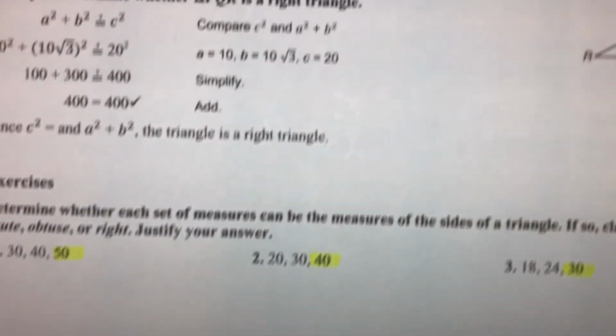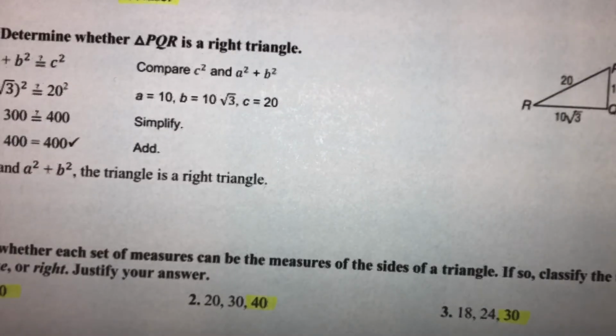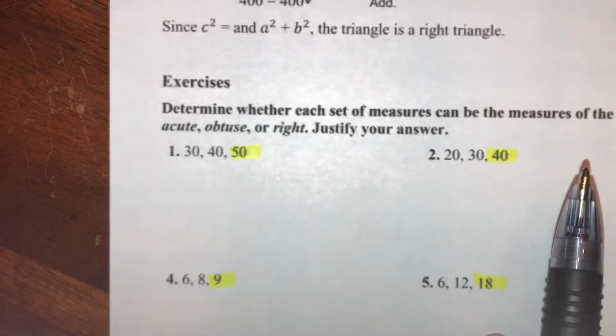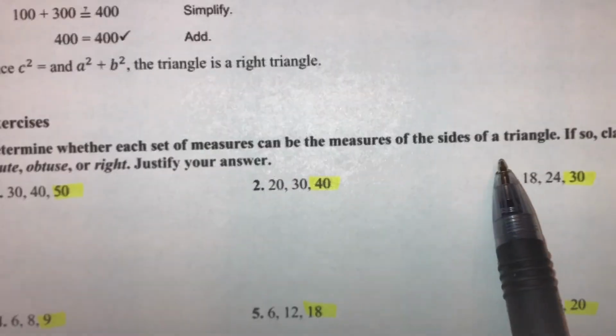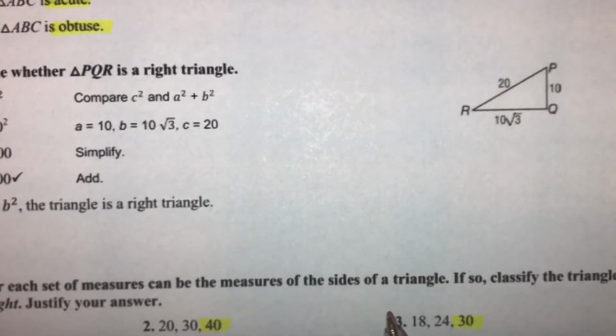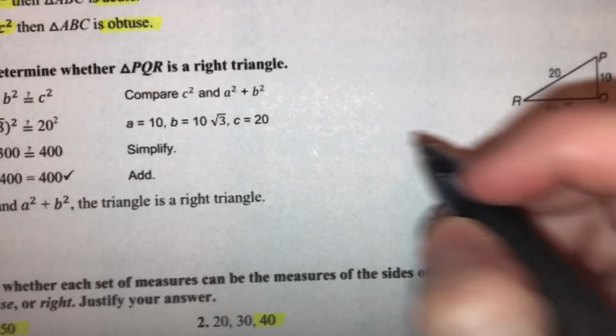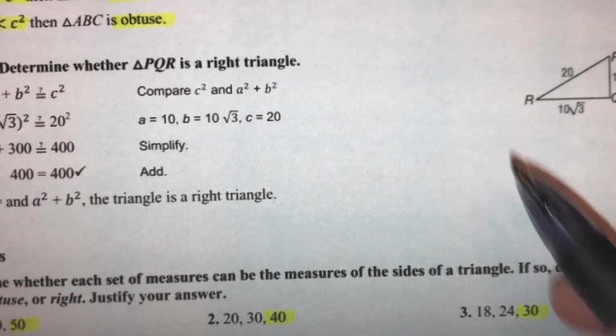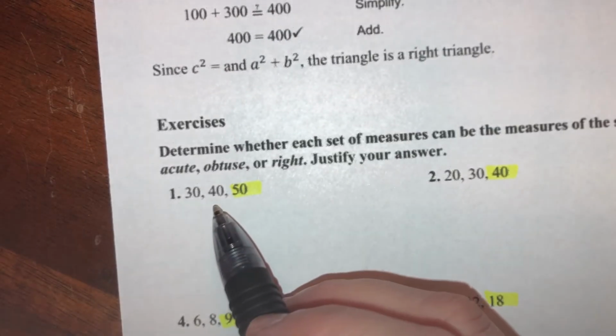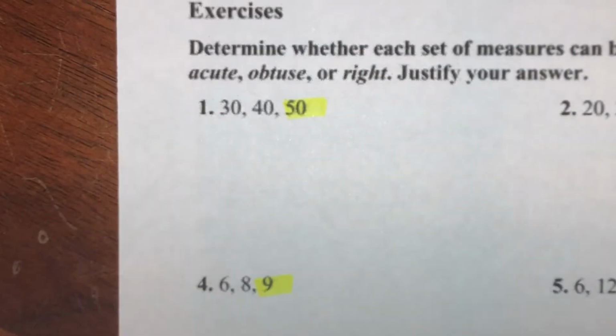Okay, another thing we're going to be doing is checking to see if the directions here say determine whether each set of measures can be measures of the sides of a triangle. Well, what the heck does that mean, right? So another thing we want to do is just make sure at all times that any 2 sides of the triangle that we add up have to be greater than the third side, right? For number 1 here, we'll just start there.